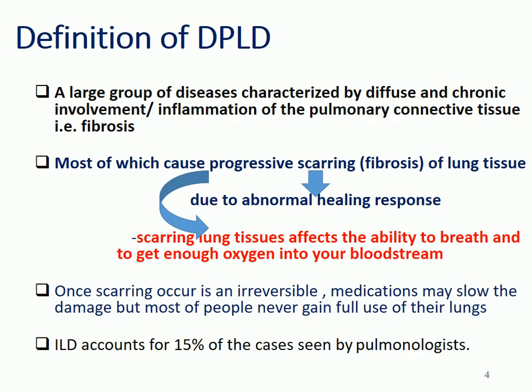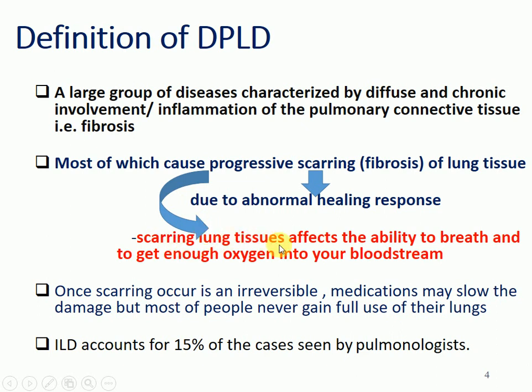When you say diffuse parenchymal lung diseases or interstitial lung diseases, that is a general medical term that includes a group of diseases characterized by diffuse and chronic involvement or inflammation of the pulmonary connective tissue. It means it is associated with fibrosis, and most of these diseases cause progressive scarring, or fibrosis, of the lung tissues, and this fibrosis results from an abnormal healing response. As we know, if you have an inflammation or an injury somewhere, the body has a tendency to heal that part by producing various chemicals and materials, which are produced in a regulated manner. But if these materials and chemicals are produced in an unregulated, abnormal way, that will result in fibrosis in that part.